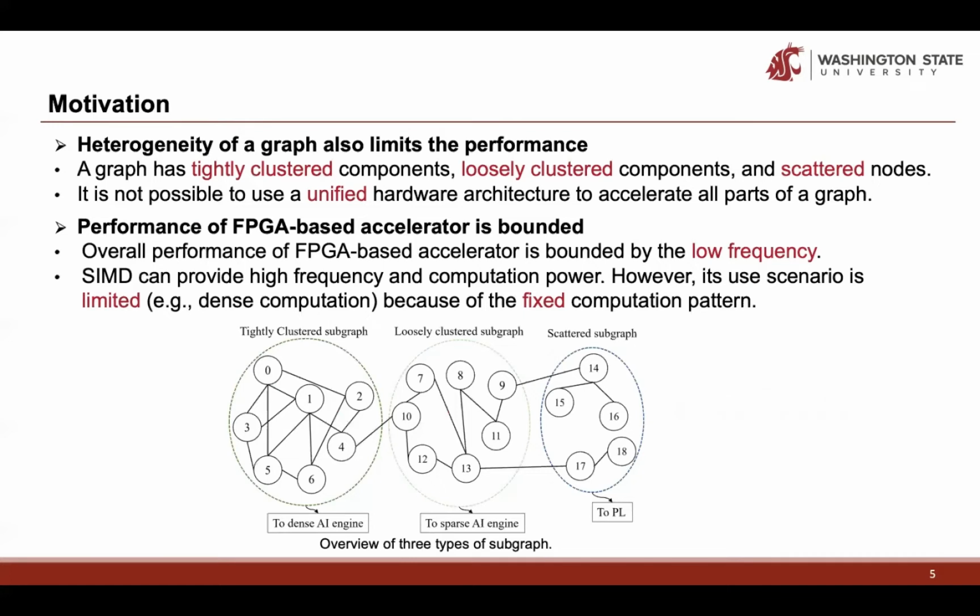We observed that besides the irregularity, the heterogeneity of graph structure is also a significant reason limiting the performance. As shown in the figure, a graph can have tightly clustered components, loosely clustered components, and scattered nodes. So it is not possible to use a unified architecture or device to accelerate all parts of a graph. For FPGA-based accelerators, the overall performance is significantly bounded by the low frequency. Compared to the CPU and the GPU, however, SIMD can provide a high frequency and computation power. However, its use scenario is limited because of the fixed computation pattern.